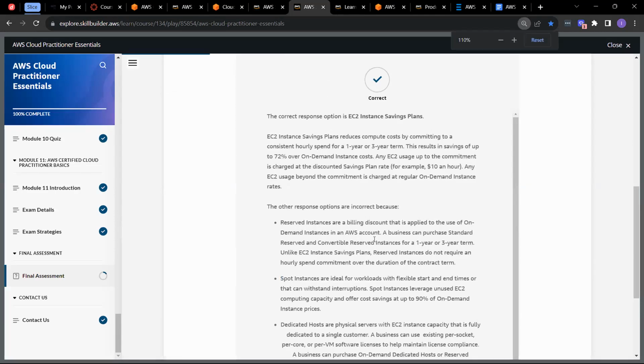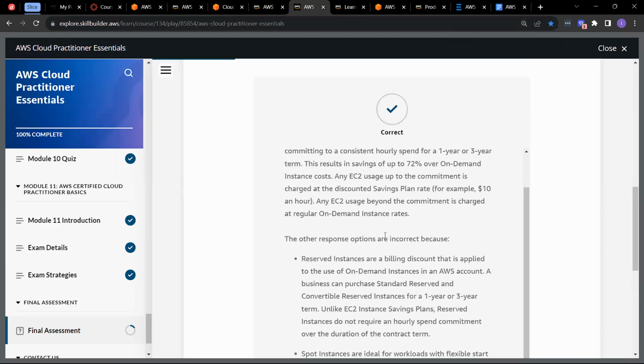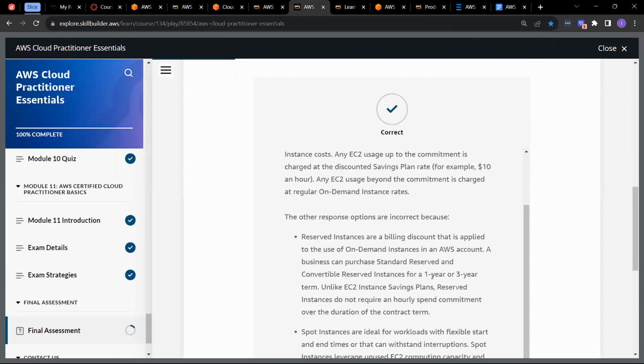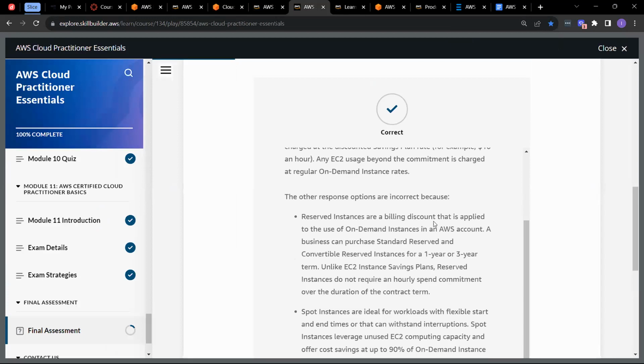Let's look at the explanation for Reserved Instance. This is actually from Scale Builder, so this is from AWS. Reserved Instances are a billing discount that is applied to the use of on-demand instances in an AWS account. You can purchase a Standard Reserved and Convertible Reserved Instance for a 1 year or a 3 year term. Now, unlike EC2 Instance Savings Plans, Reserved Instances do not require an hourly spend commitment over the duration of the contract term.